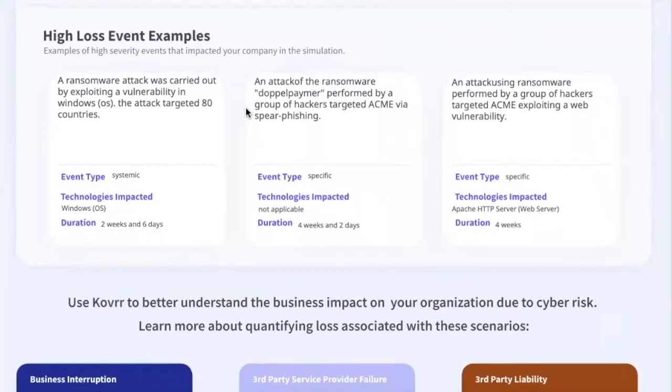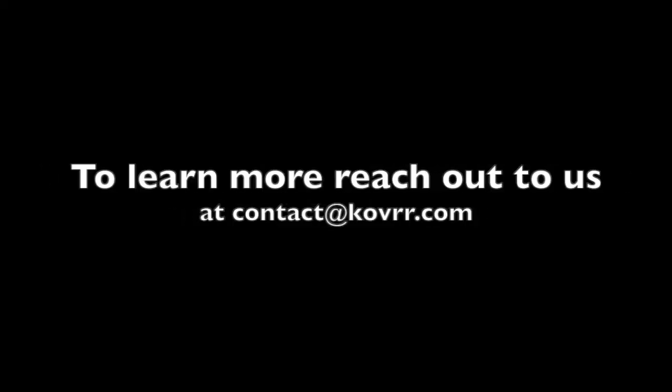This report is a small look into the full reporting capabilities Cover provides to customers, which include the same types of insights for business interruption, third-party service failures, third-party liability, data theft and privacy, regulation and compliance, and more. Ultimately, allowing a business to understand their full financial exposure due to cyber risk. Along with this information, Cover provides risk transfer and mitigation strategies.